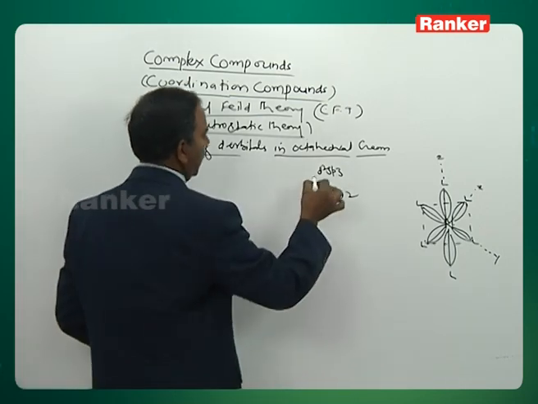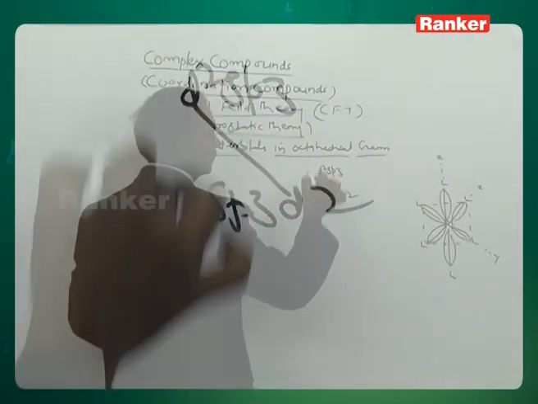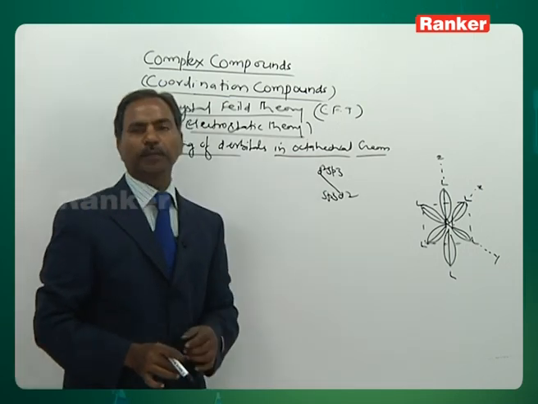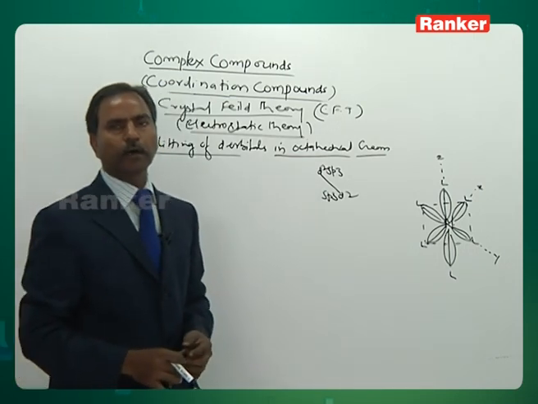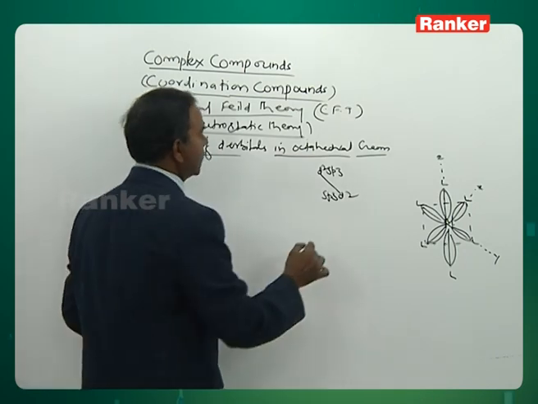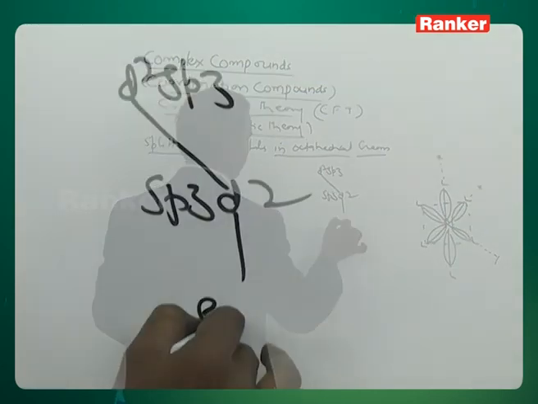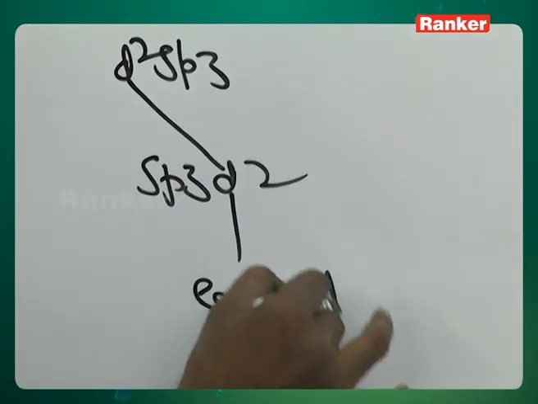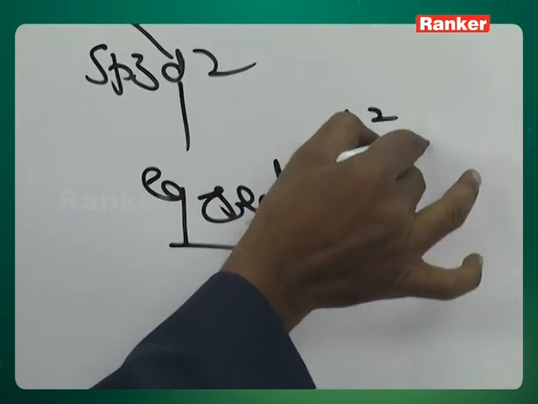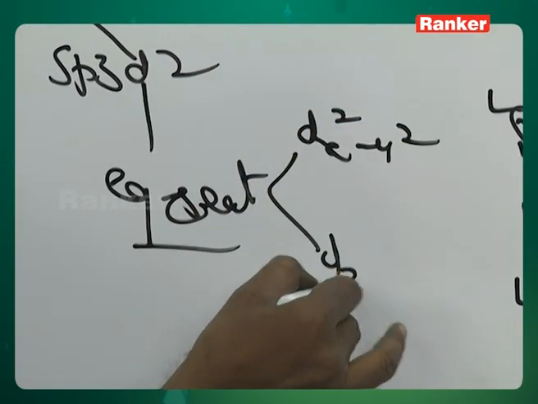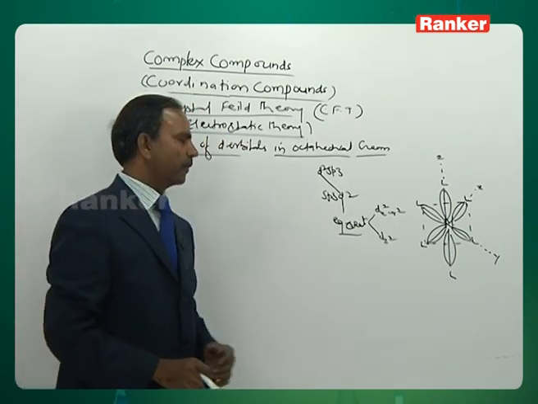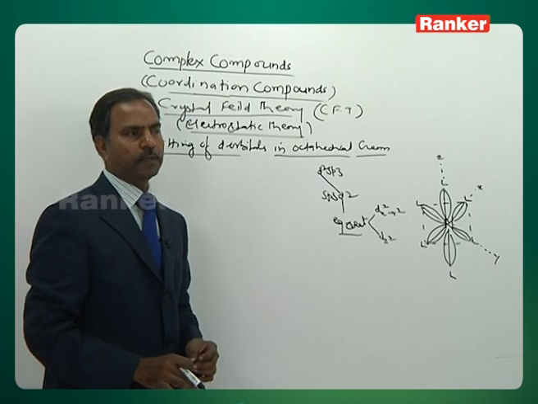Whether it is an inner orbital complex or an outer orbital complex, two d orbitals participate in bonding or hybridization. These two d orbitals are the eg set of orbitals. Remember, the eg set means dx2-y2 and dz2. These two d orbitals are participating.